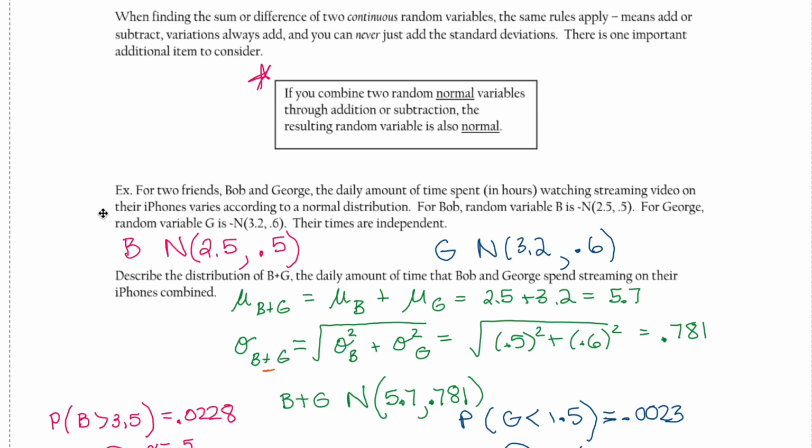For two friends, Bob and George, the daily amount of time spent in hours watching streaming videos on their iPhones varies according to a normal distribution. For Bob, random variable B is approximately normal with mean 2.5 and standard deviation 0.5. For George, random variable G is approximately normal with 3.2 for mean and 0.6 for standard deviation. Their times are independent. Describe the distribution of B plus G, the daily amount of time that Bob and George spend streaming on their iPhones combined.